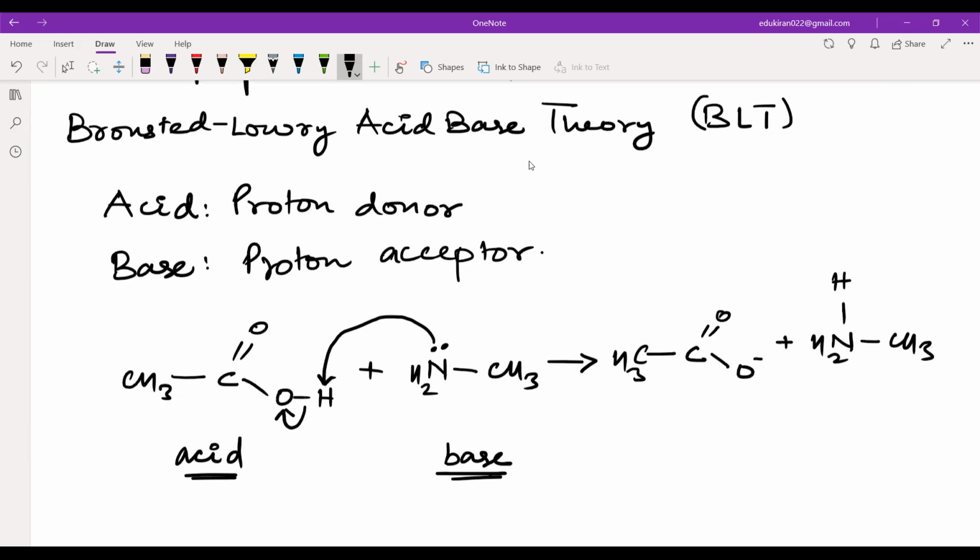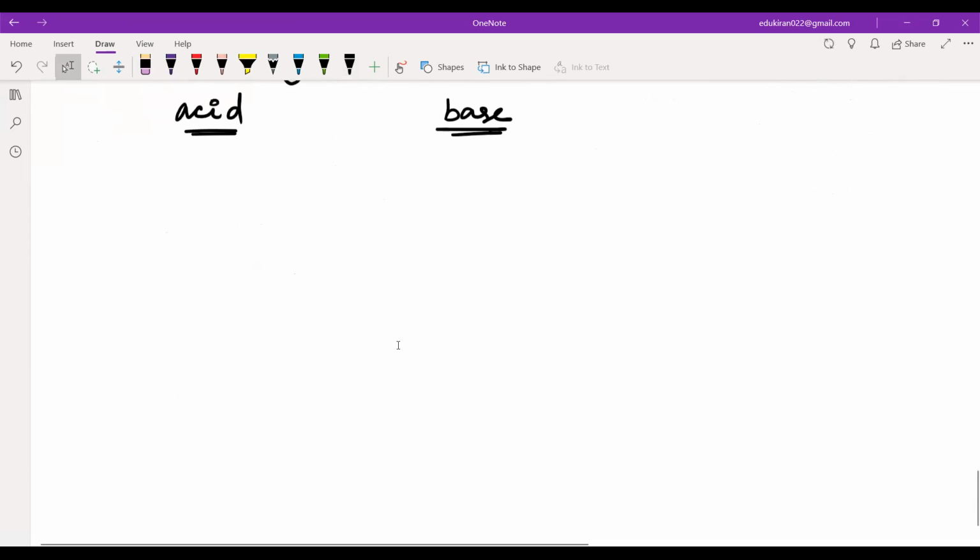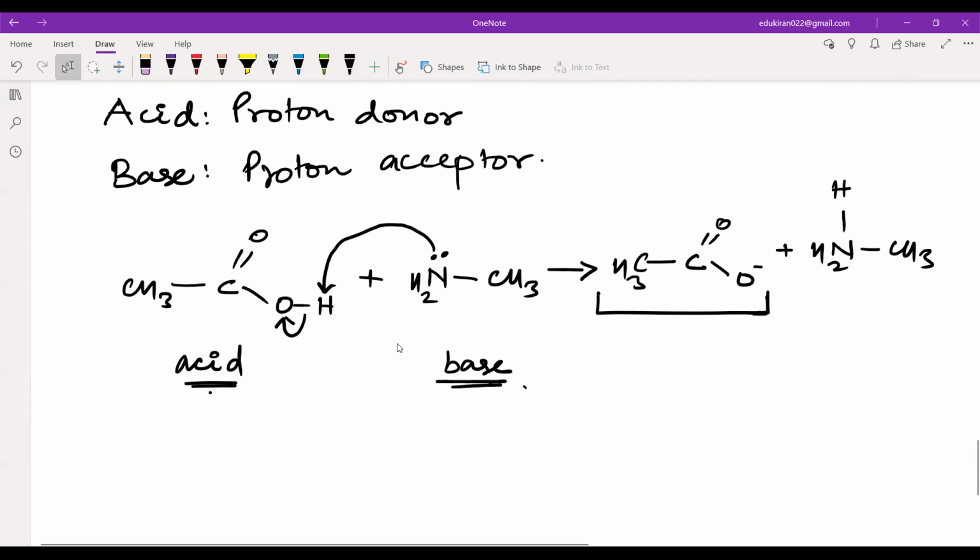Base is, as you can see, a proton acceptor. Now let us see what is happening here. If this is an acid, let us talk about which will be the stronger acid. When you have acid and base, when they react, after the removal of hydrogen, whatever is left is known as the conjugate base. And after the addition of hydrogen to the base, it is known as the conjugate acid. Can you remember these two terms, conjugate base and conjugate acid?